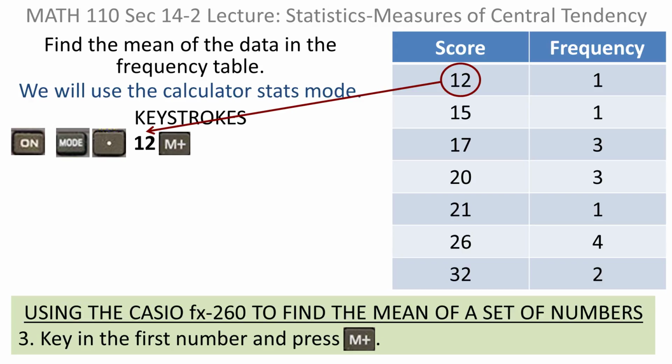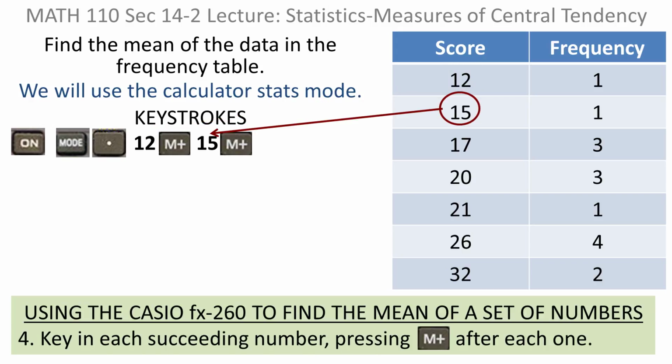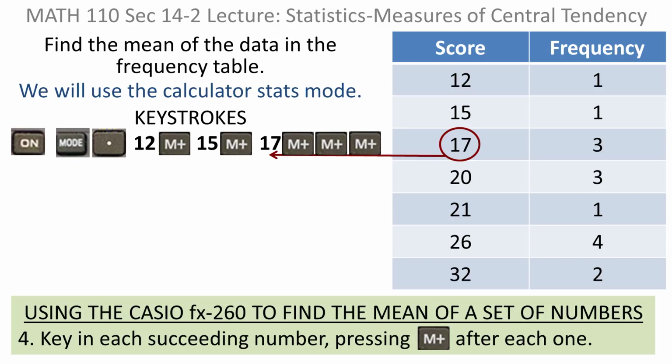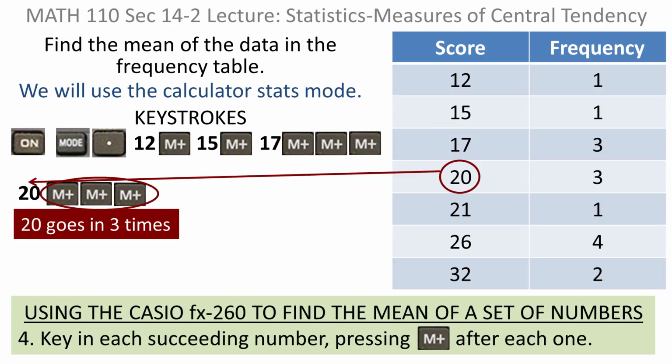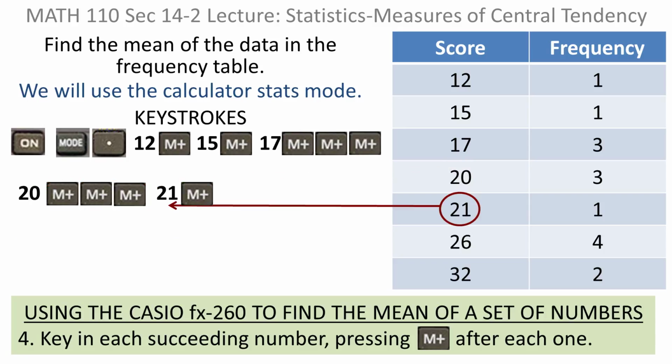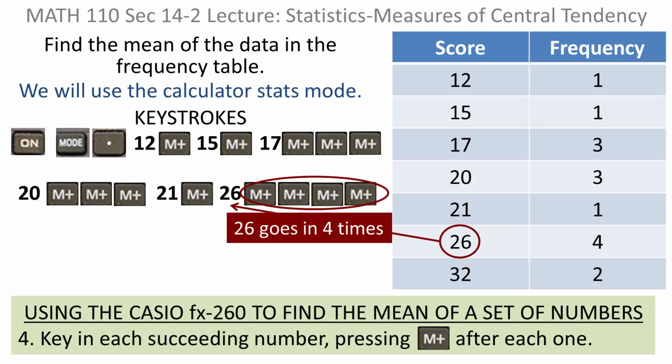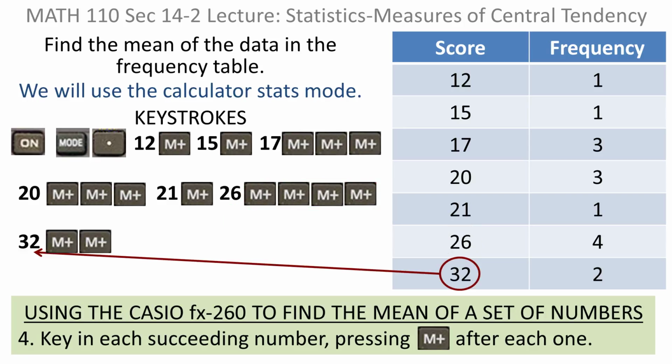There's 1 12, so you enter 12 M plus. There's 1 15, so you do 15 M plus. There are 3 17s, so you enter 17 and then press M plus 3 times, once for each one. And then keep going. There are 3 20s, so you do M plus 3 times after you type in the 20. There's only 1 21, so you type in 21 and press M plus once. There are 4 26s, so you type in 26 and press M plus 4 times. And finally, there's a 32 appearing twice, so you type in 32 and do M plus twice.